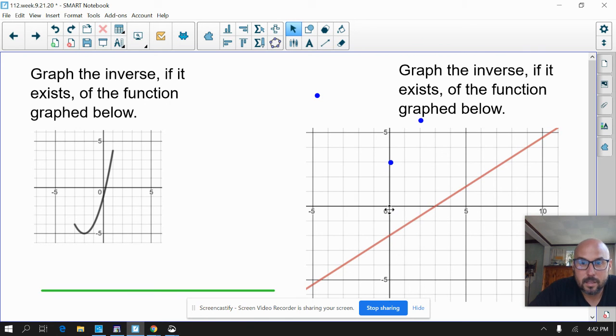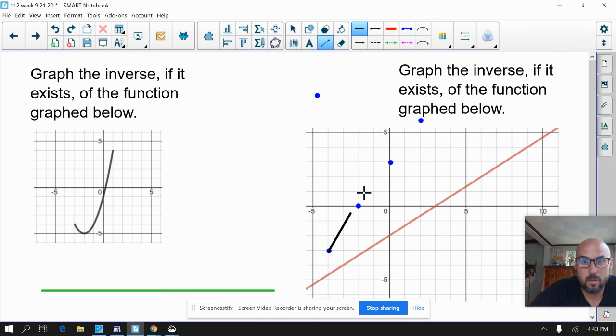Another one is (0, -2). That's the y-intercept on the red. If I flip that, I get (-2, 0), the x-intercept on the inverse. Another one is this, (-3, -4). Well, if I flip that around, I would get (-4, -3). And those are all the ordered pairs that I could see that are integers, and that's good enough. I've got a line, its inverse is a line, so I just connect the dots with a line.